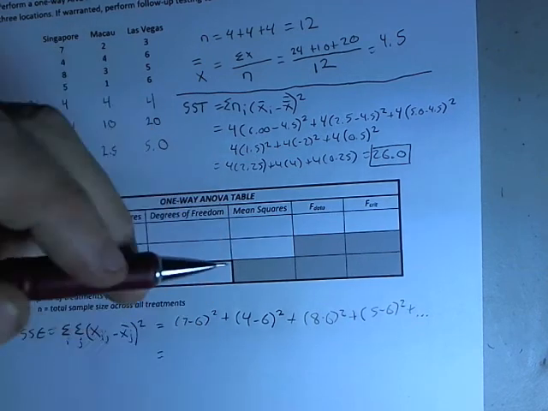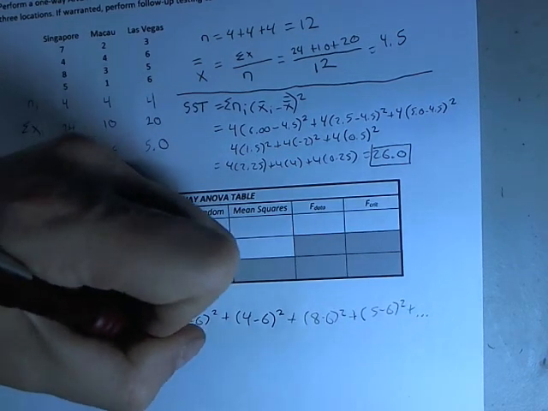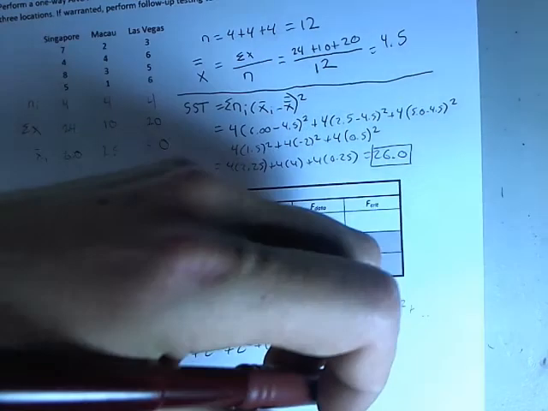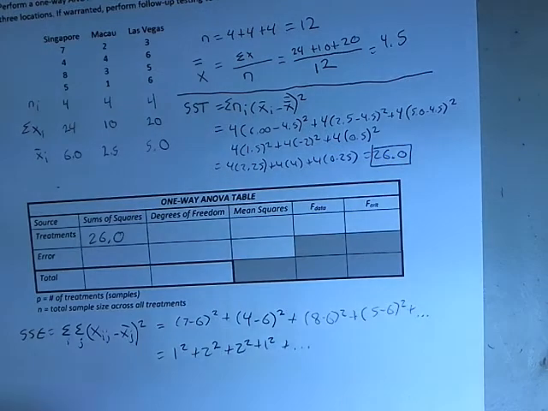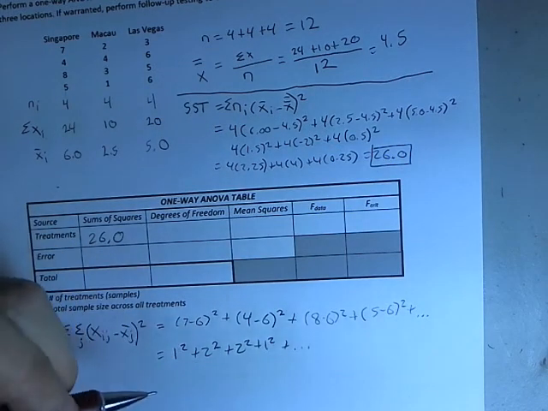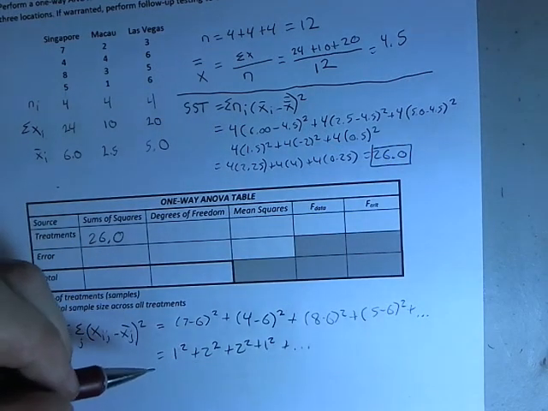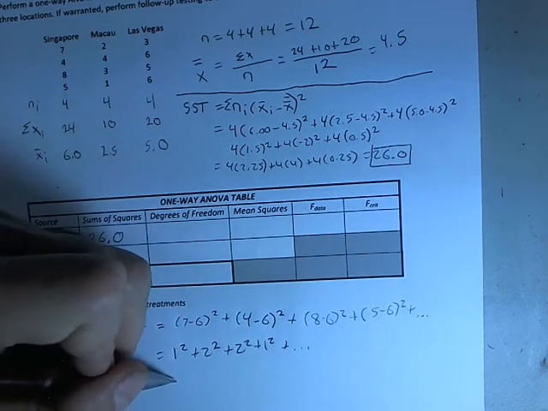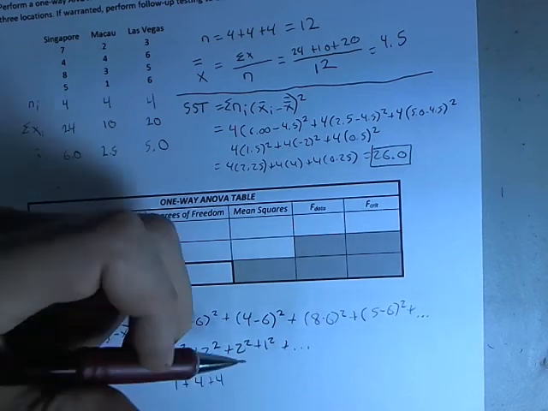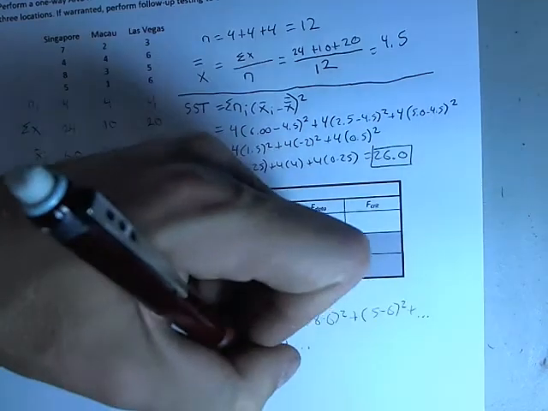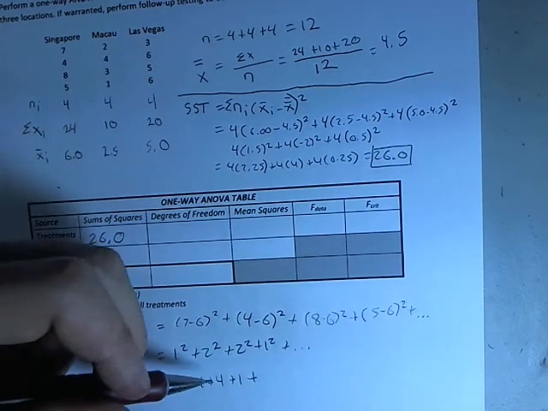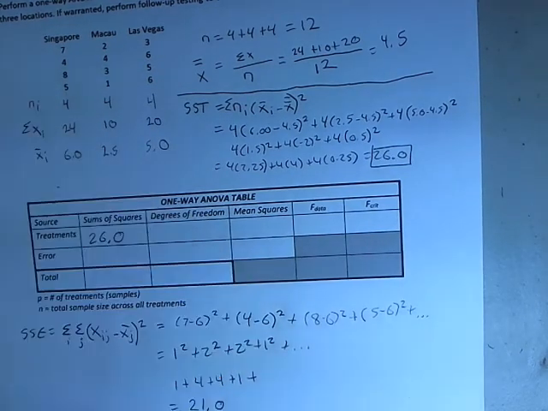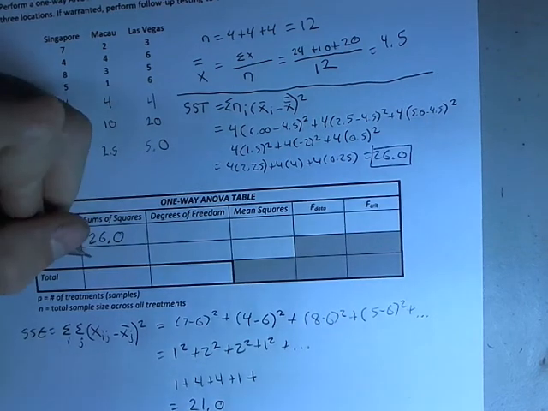I'll go ahead and start simplifying this. 1 squared plus 2 squared plus 2 squared plus 1 squared plus the remaining 8 of these. And so we'll have a sum total here of 1 plus 4 plus 4 plus 1 plus the 8 other individual contributions. And when we finally finish all the math up on that, we'll have an SSE value of 21.0.